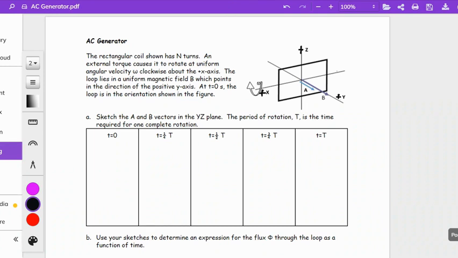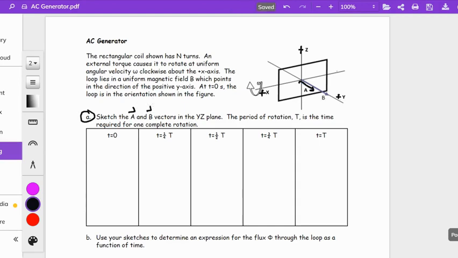And so its area vector, the vector that is perpendicular to the loop, is going to stick out in the positive y direction. I hope you can see that the area vector is going to line up with the magnetic field from the outside. So let's make some sketches in part A. We're going to sketch the area vector of the loop and the magnetic field vector from the outside, and we'll just see what those look like.